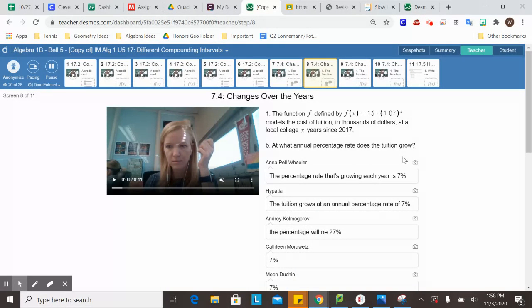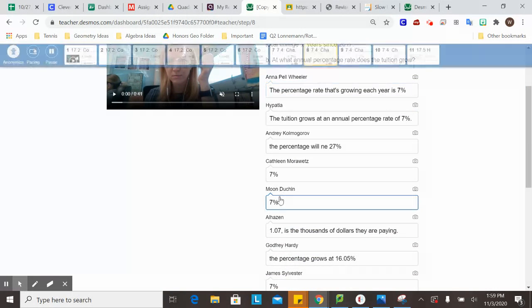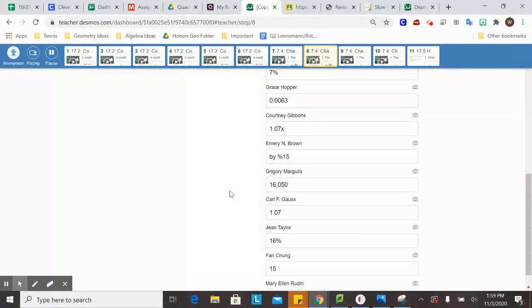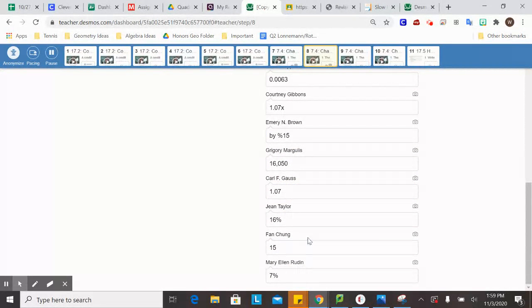At what annual percentage rate does the tuition grow? The percentage rate comes from the number inside the parentheses, but remember the 1 is just there because we know it's increasing, and the percent that it's increasing by is the 0.07, which when we change to a percent is 7%. So these top two are awesome. Remember, it's not the whole 1.07. It's 7%. Remember, the 15,000 was the starting amount.